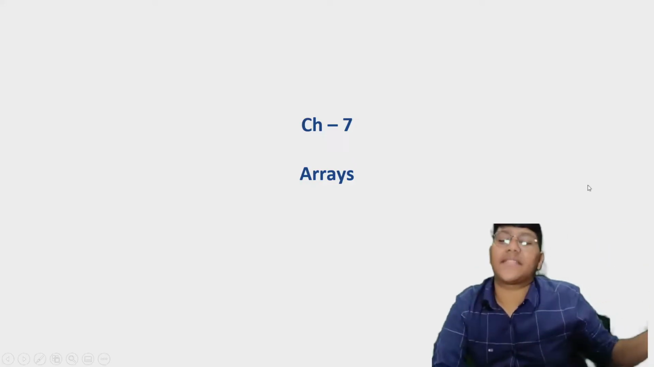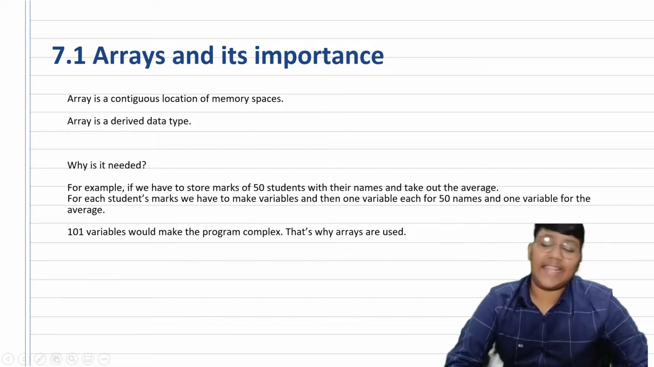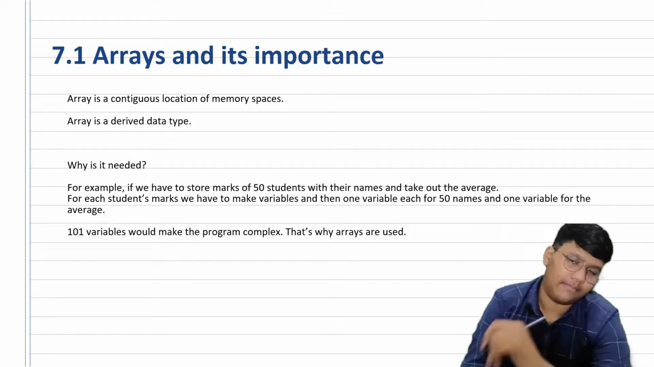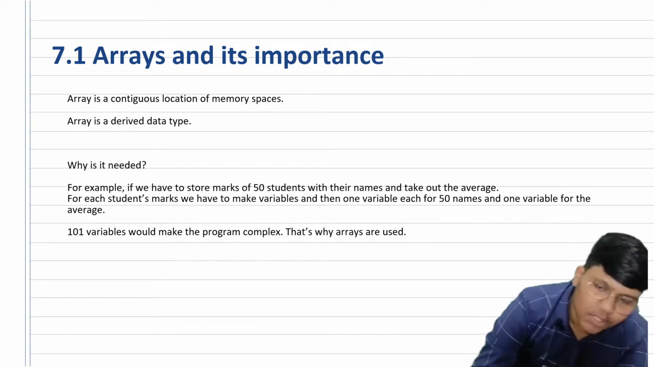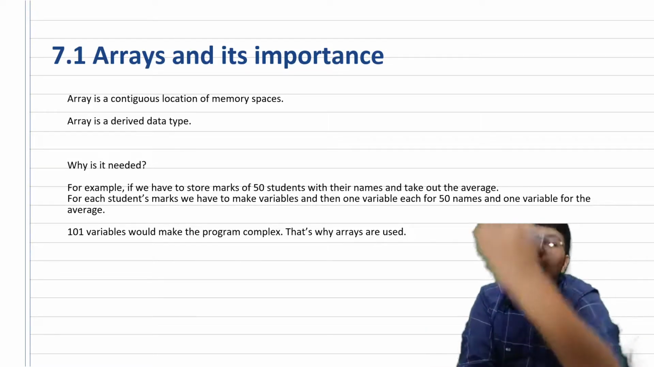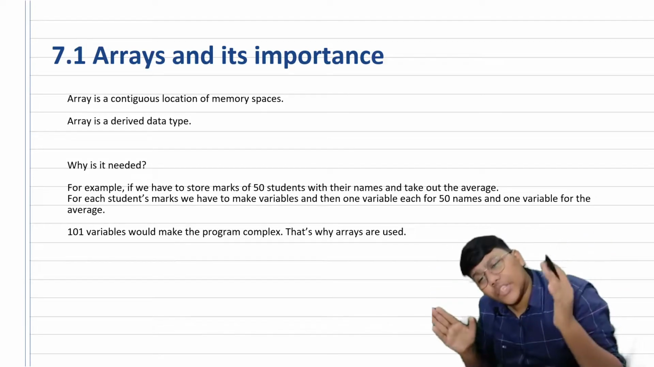Now let's start with chapter 7, that is arrays. Arrays and their importance. Now what is an array? An array is a contiguous location of memory spaces. Continuous is together, one after another. Contiguous is one after another, but with no space left.